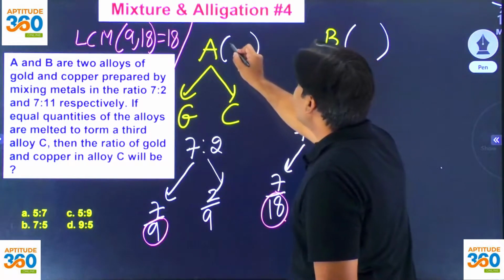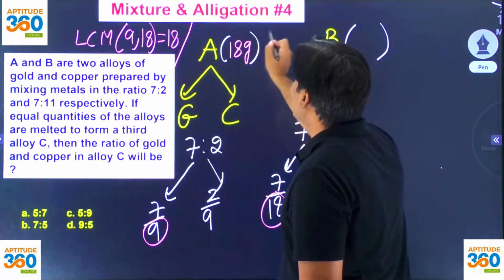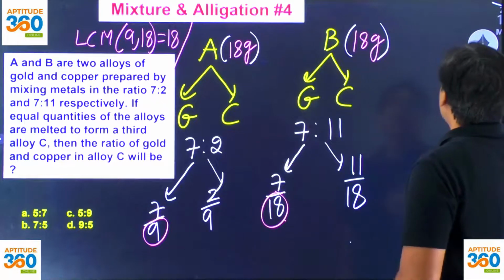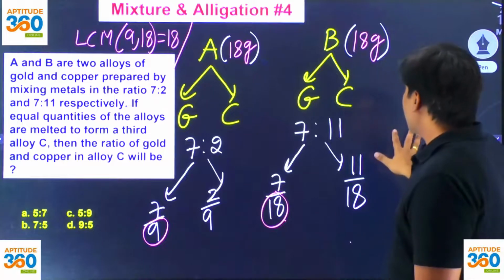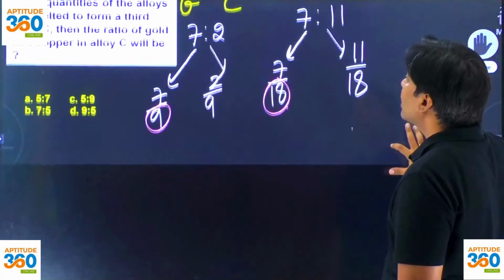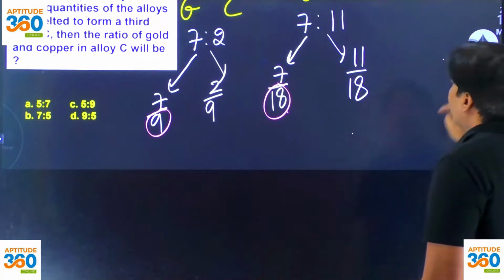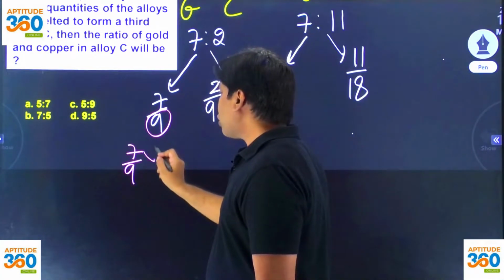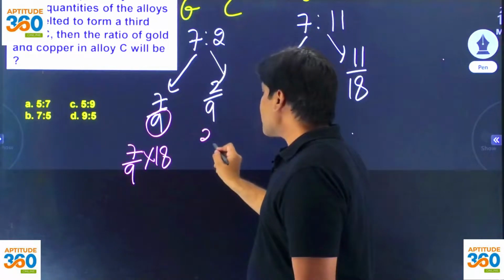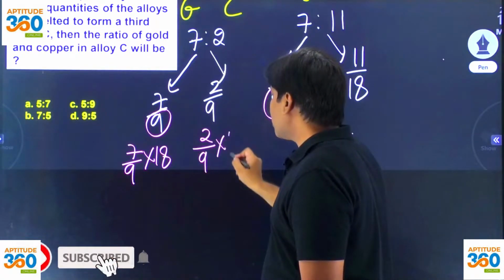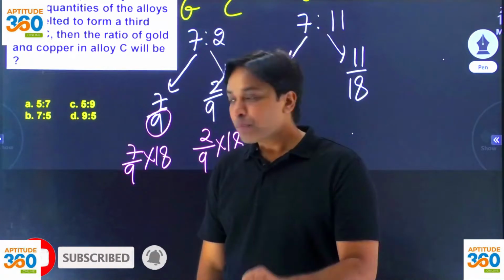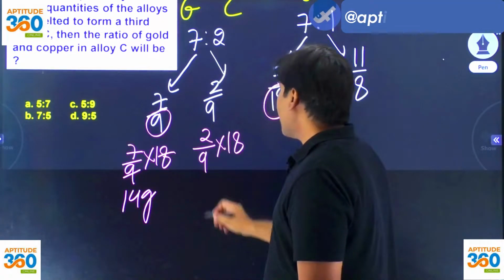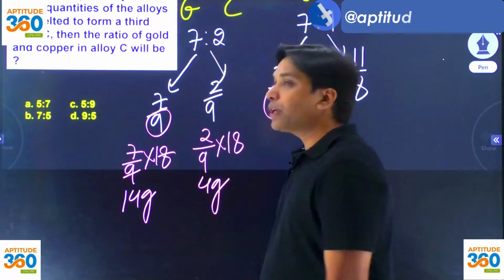And if you write that I will take 18 gram of alloy A and 18 gram of alloy B, right? Now how much is going to be the gold? 7/9 of 18, and copper is going to be how much? 2/9 of 18. So 14 gram is gold here and 4 gram is copper here.